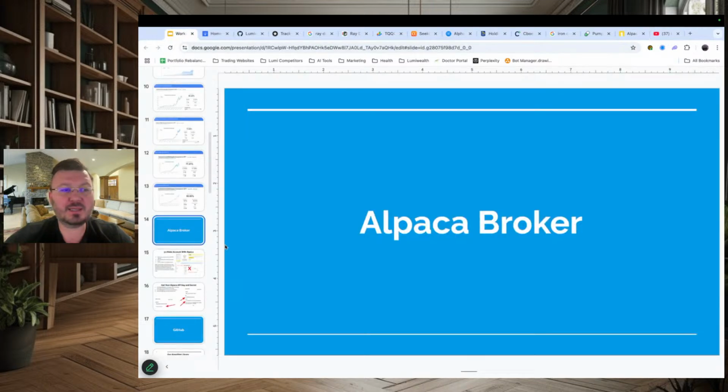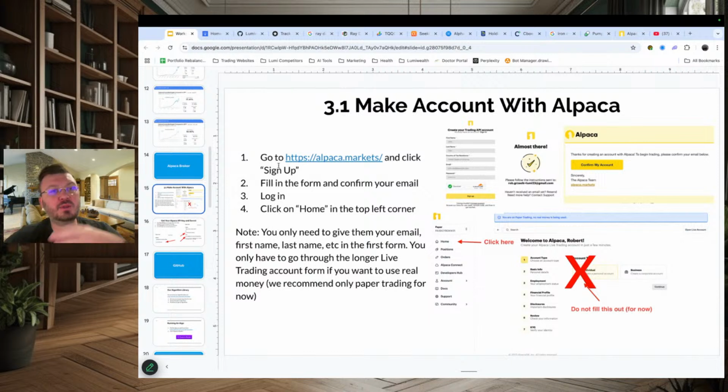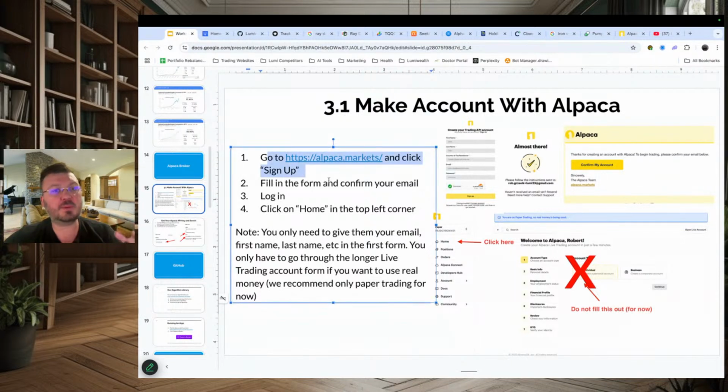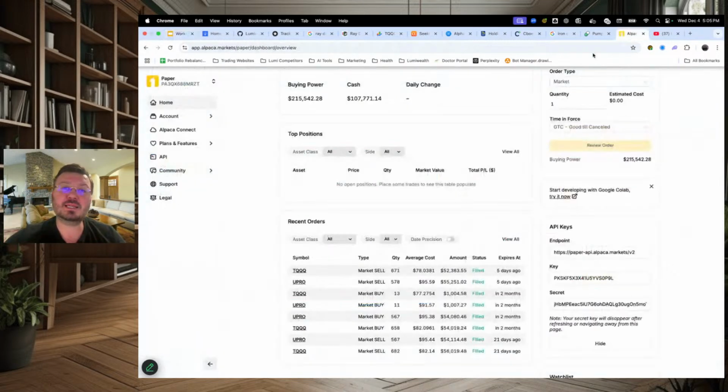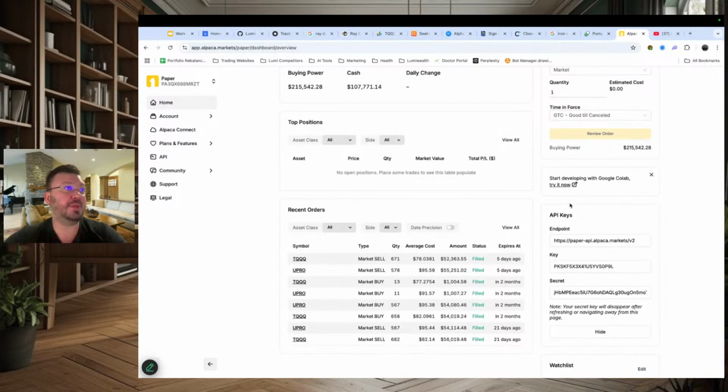So once you've done that, let me come back to slides here. We've created an account with them, right? You go to alpaca.markets, click sign up. You're going to fill in the form to confirm your email. You're going to log in. You're going to go to home, right? We're doing this with a paper account for now. If you want to use real money, that's your prerogative, but that's not what we're covering today. It's actually quite simple. Basically, it's the exact same thing as this, but instead of paper, it'll say live. You switch over to your live account, but it's the same thing. You're still just using their API keys, right?